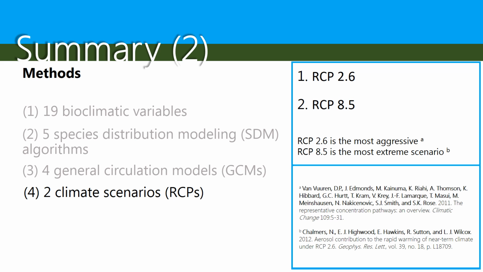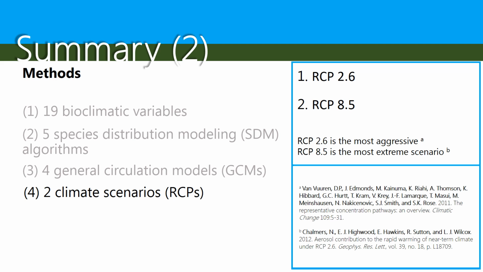And then we use 2 climate scenarios, or RCPs. These are also known as the greenhouse gas emission scenarios. We use the RCP 2.6 and the RCP 8.5. The RCP 2.6 is the most aggressive of all the scenarios, and the RCP 8.5 is the most extreme of all the scenarios.